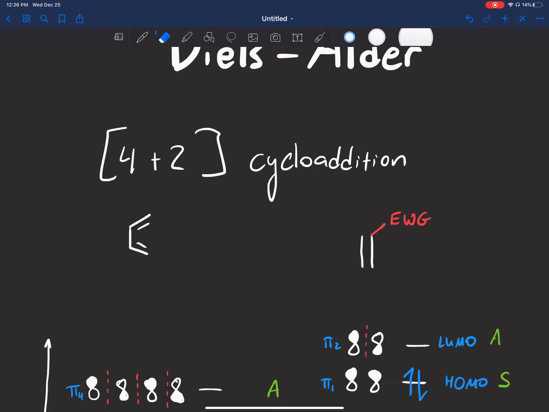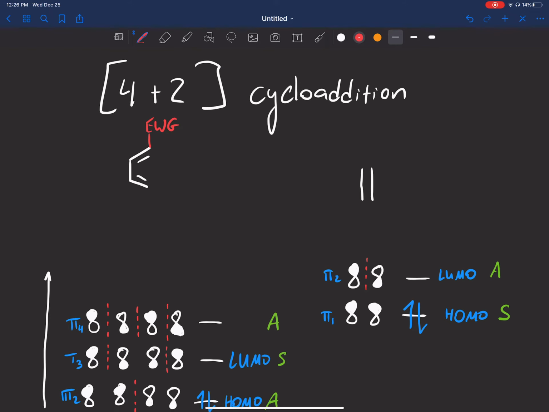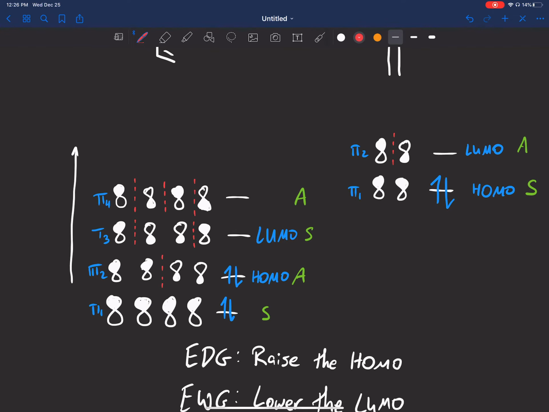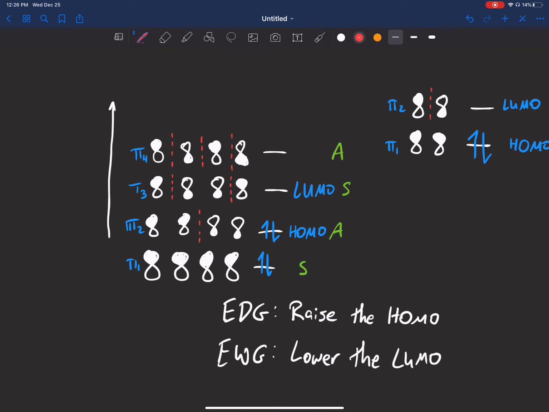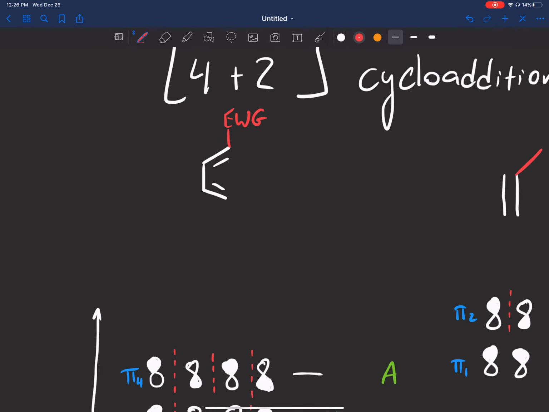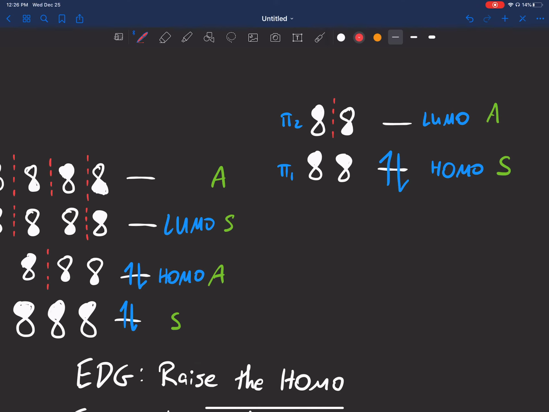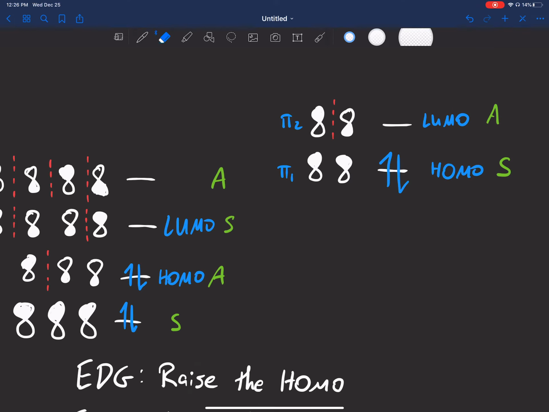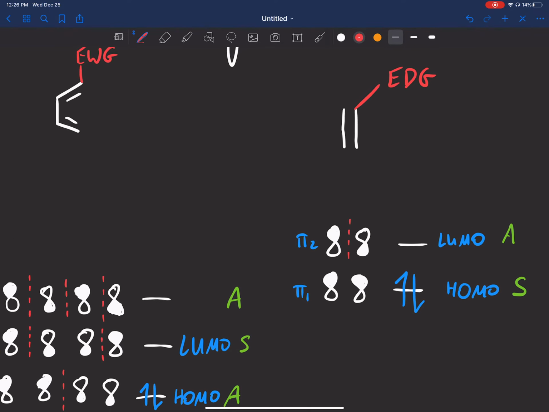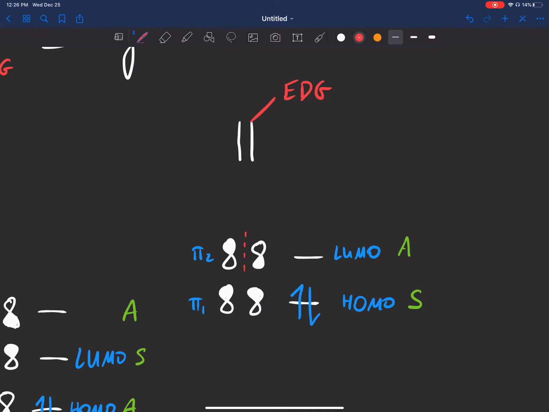So I'm going to swap these, and so now the electron withdrawing group is on the diene, and the electron donating group is going to be on the dienophile. Now generally, the electron donating group, we like to have it on the diene because the diene has more electrons than the dienophile, right? If you look at the diagram, this has four pi electrons, and we have 2 electrons in our dienophile. So the diene is usually more electron rich. The dienophile is electron poor.